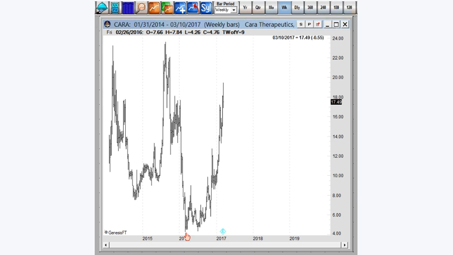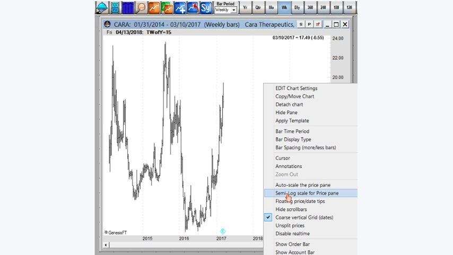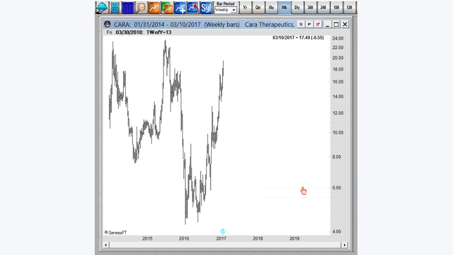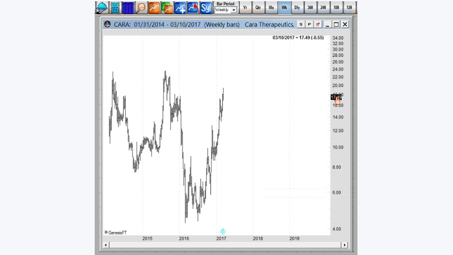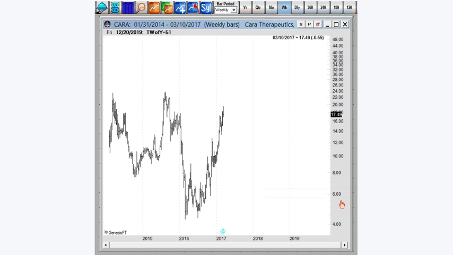Now, if you look at the values over to the right, sometimes this is referred to as a percentage change chart. Notice the distance between 6 and 4 and 8 and 6. It gets tighter and tighter the farther you go up. So whenever you're looking at a price chart where you've got a high of 100 and a low of 10, you've got to go to a semi-log scale price chart.